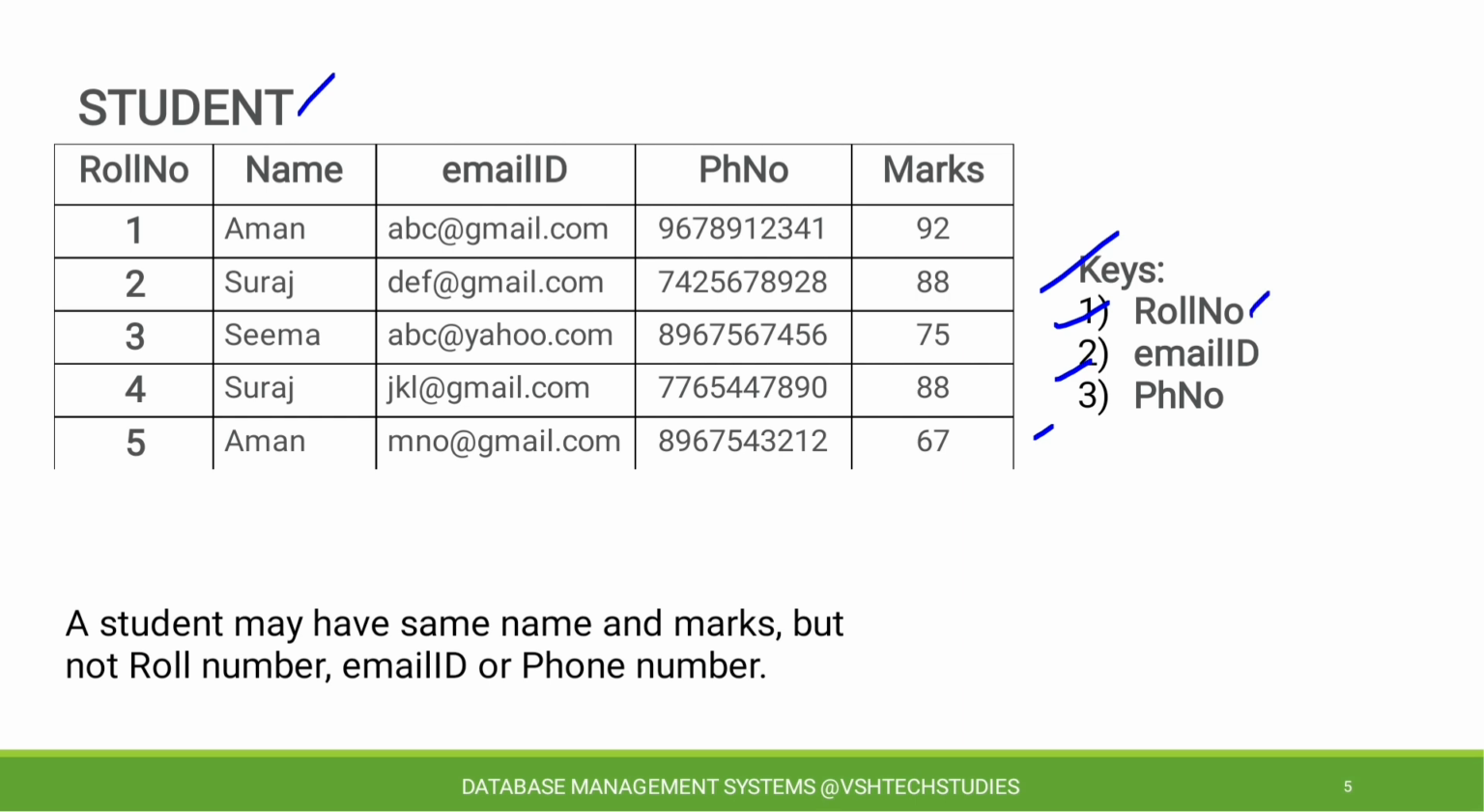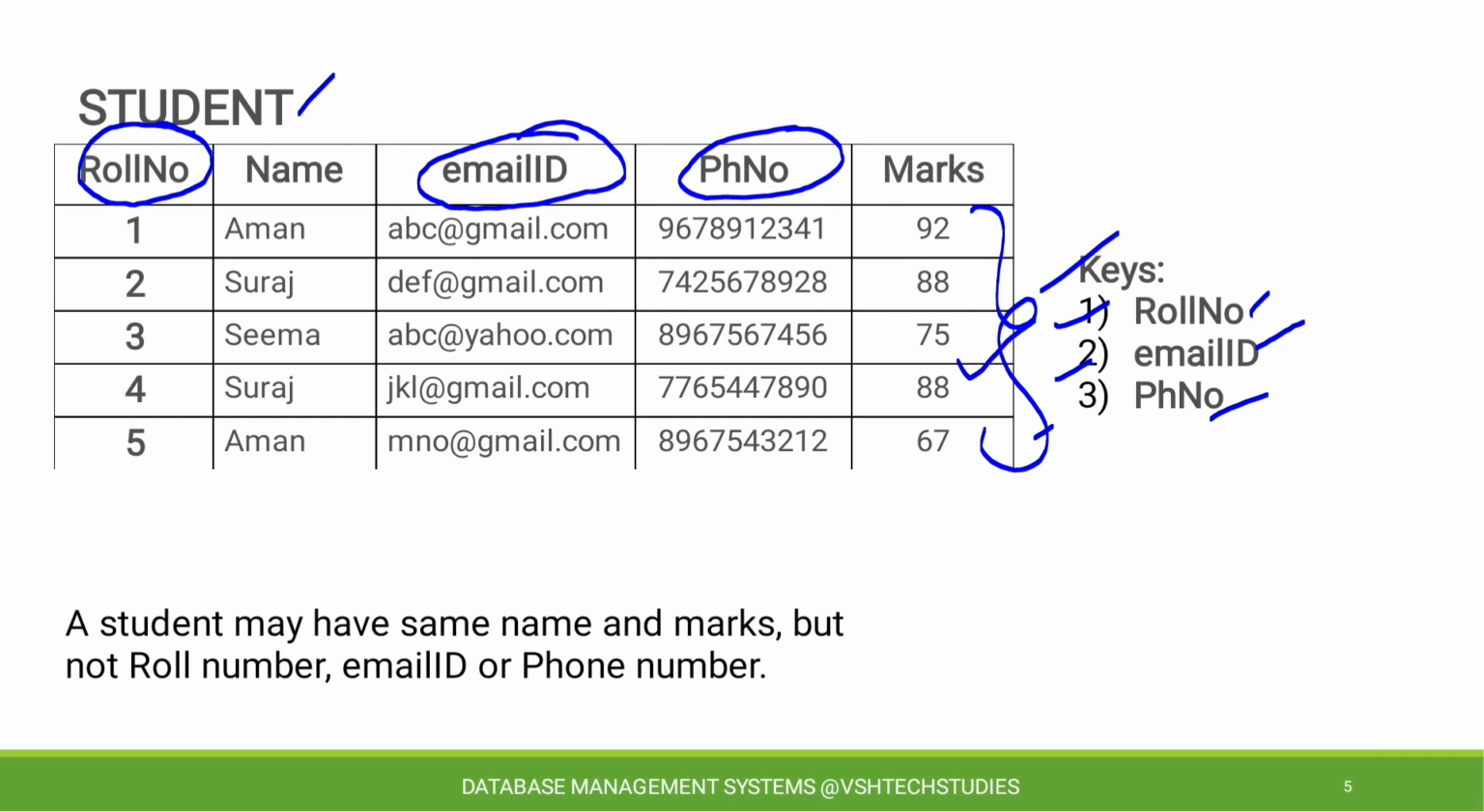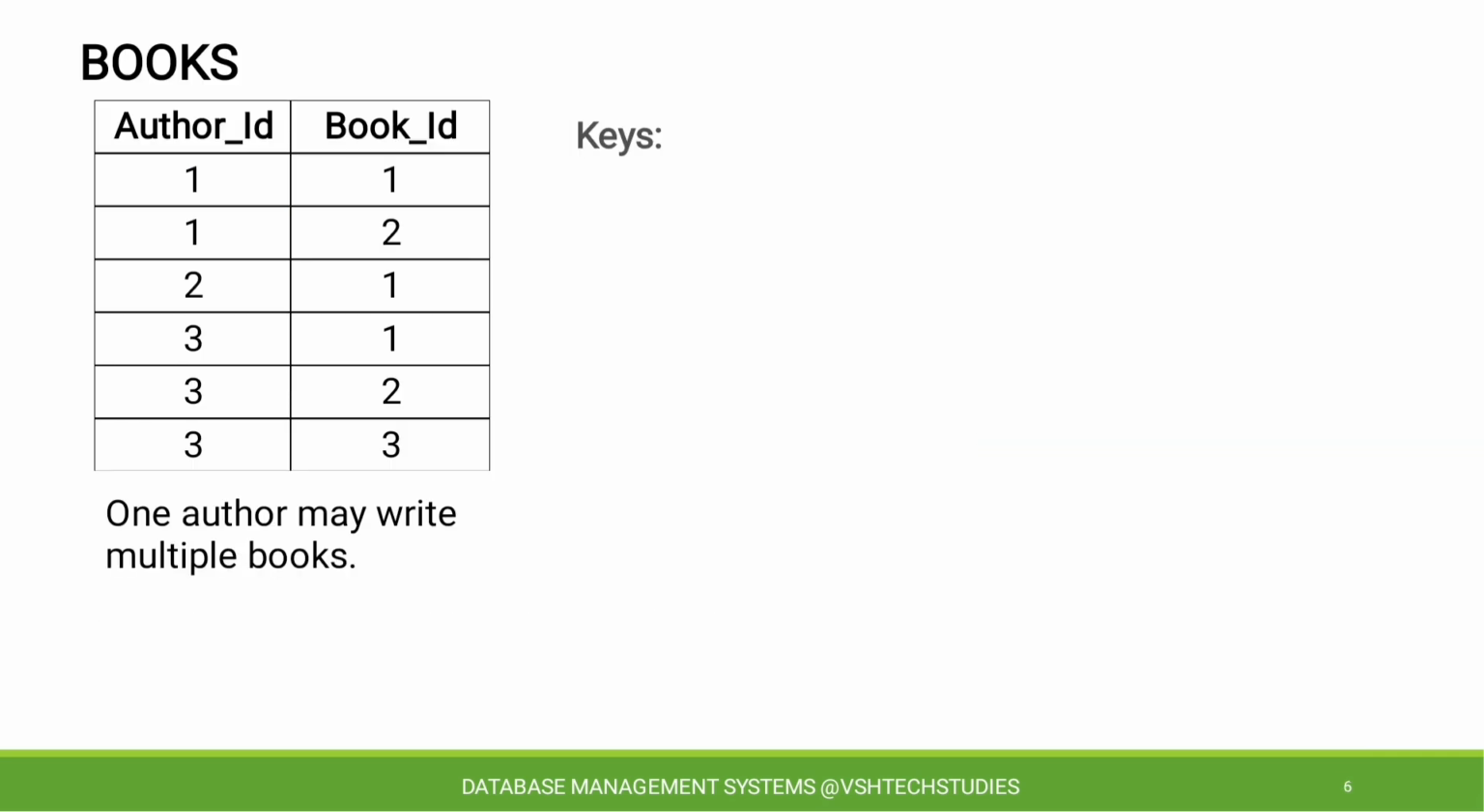First one roll number, second one email ID, third one phone number. Each is having a single attribute. Hence by column name, roll number or email ID or phone number, by any one value here we can identify any row in the table. Next, consider this books table. Here the attributes are author ID and book ID.